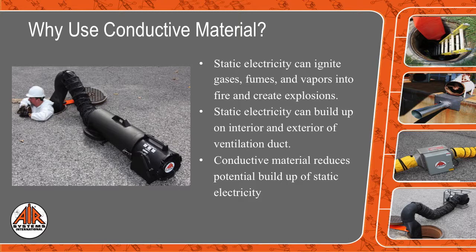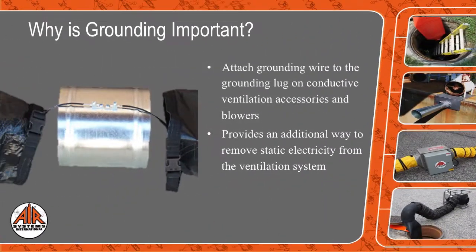Air Systems designed conductive ventilation duct and accessories to safely remove potential electrical charges from the ventilation system. Air Systems adds a grounding wire to the conductive ventilation duct's interior wire helix. The grounding wire attaches to the grounding lug in the conductive ventilation accessories and blowers. This is an extra safety step to ensure any static charges can be removed. This provides the safest possible confined space ventilation available.